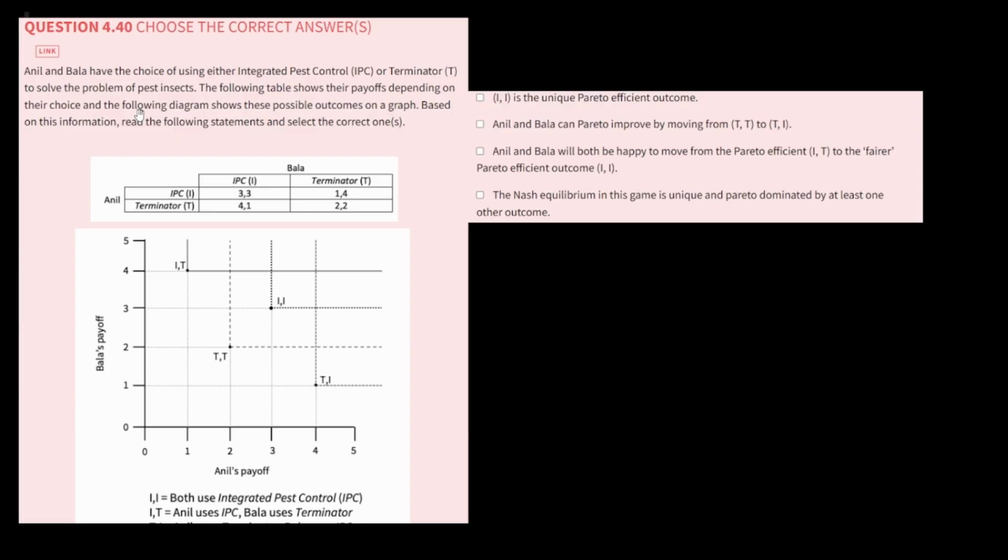Okay, so we can go through this and see how we play the game, and then we can take a look to see what are the Pareto efficient points. Do any of the points Pareto dominate another point? We'll go through all that, and then we'll look at the questions. So first, let's play the game.